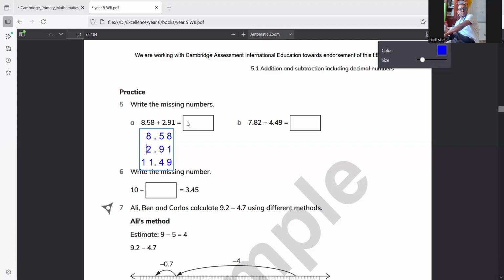So your answer here will be what? It will be 11.49. And please don't forget, many people read it wrongly. I've told you before, the 4 and 9, you read them either as 49 hundredths, with the TH, or you say 49.